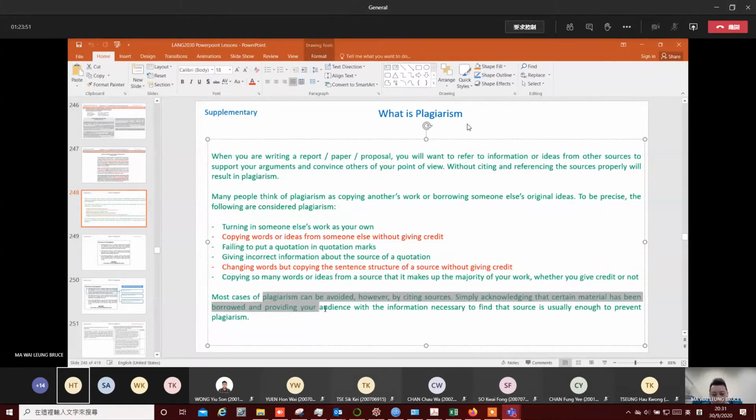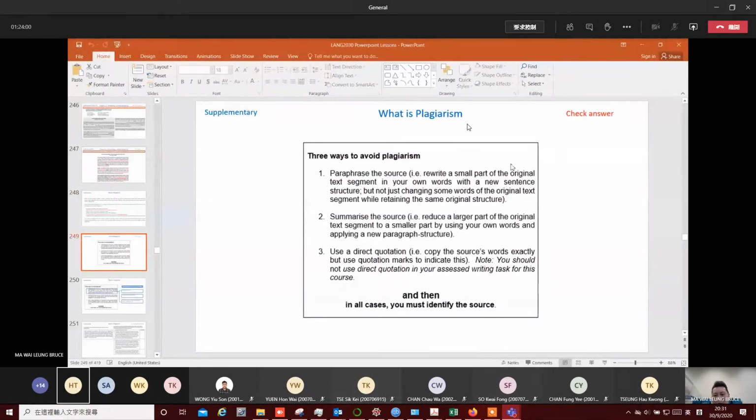So most cases of plagiarism can be avoided. We can avoid it by citing sources. So how can we cite sources? We can avoid plagiarism in three ways. The first one is paraphrase, which is the topic of the day. Paraphrase means we write a small part of the original text in your own words with a new sentence structure.